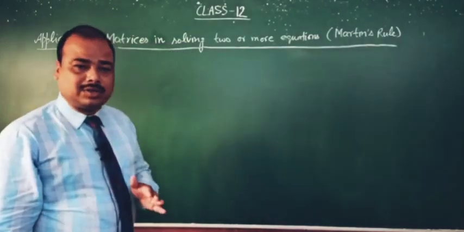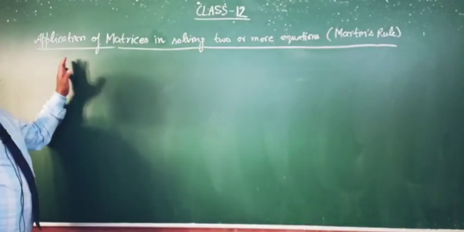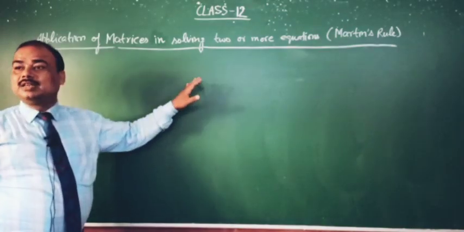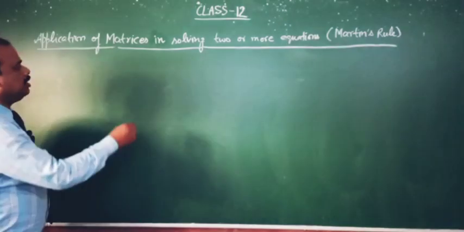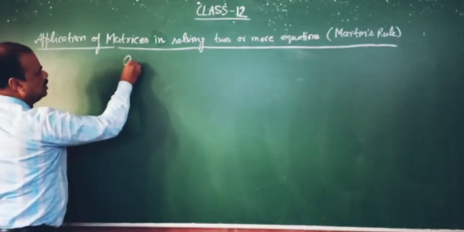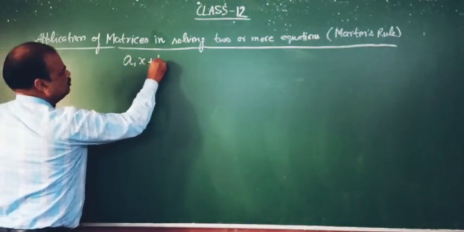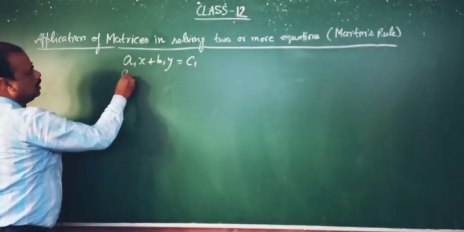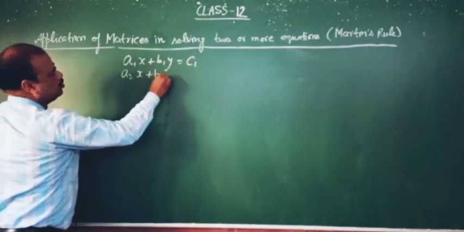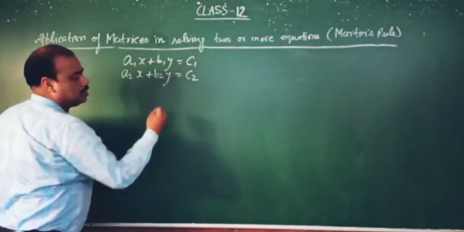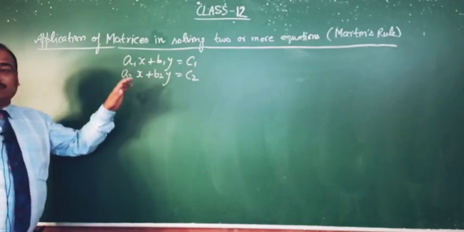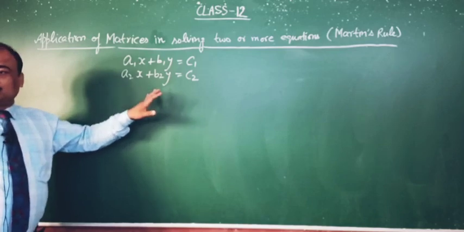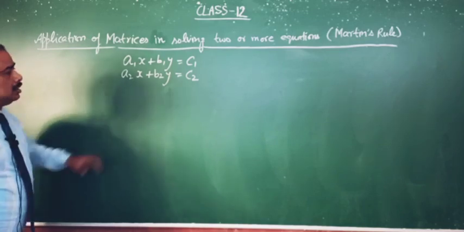Today I am going to teach you the application of matrices in solving two or more equations, that is Cramer's rule. If we have two equations a1x plus b1y equal to c1 and a2x plus b2y equal to c2, these are two equations in which a1, b1, c1 and a2, b2, c2 are constants.